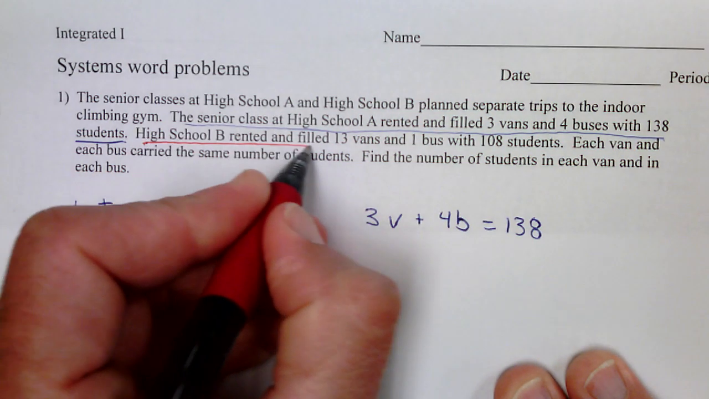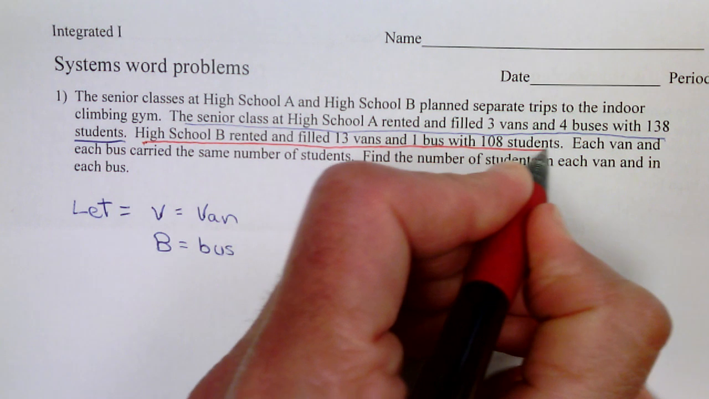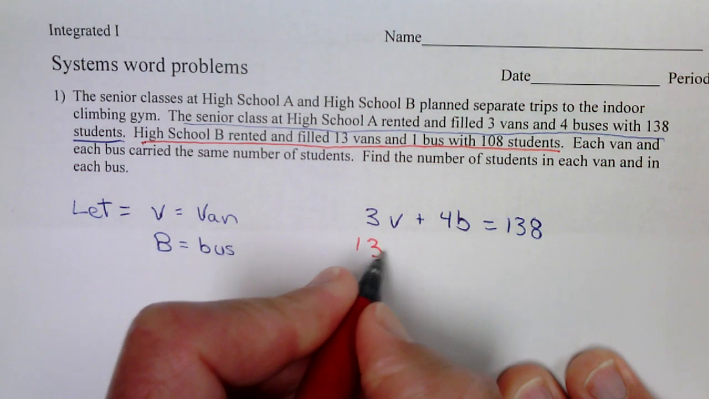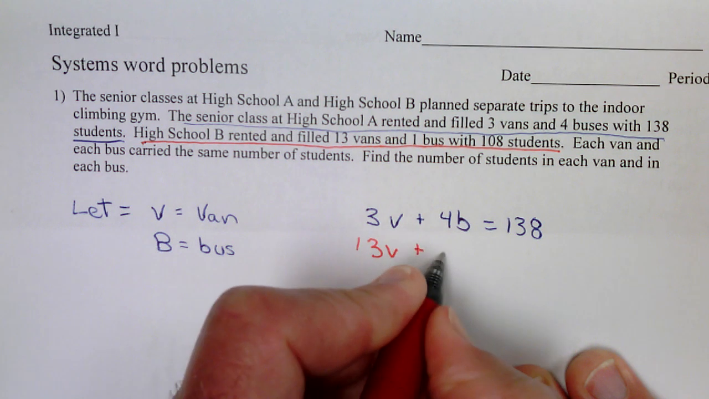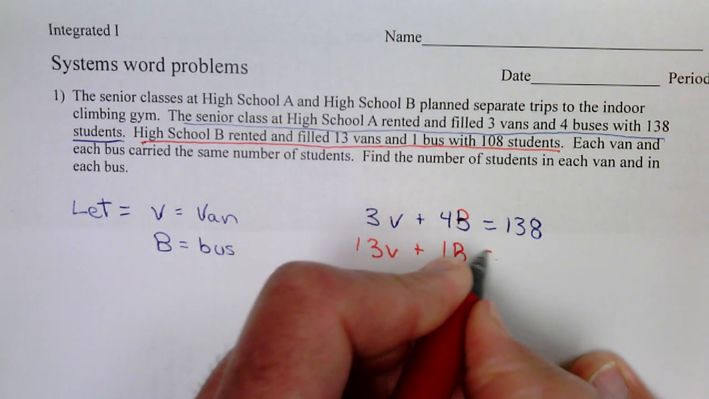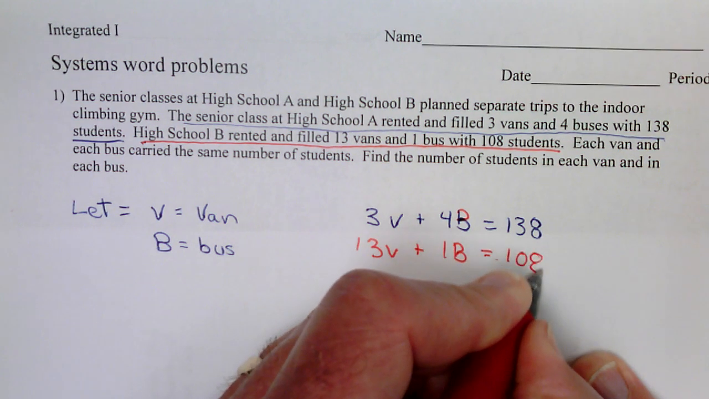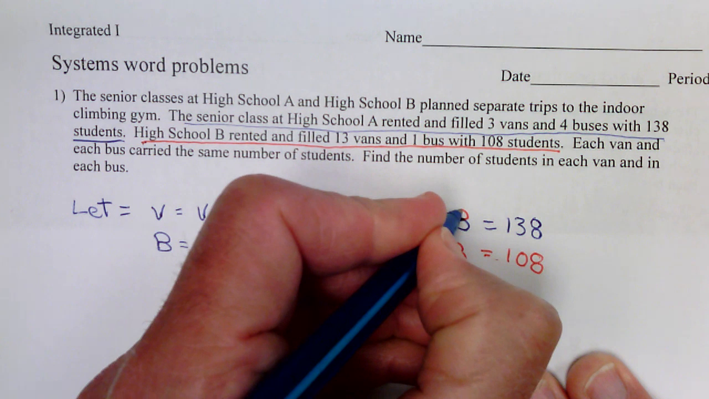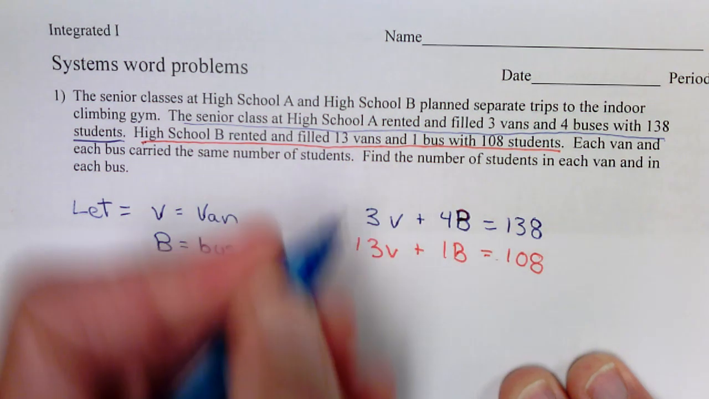Okay? Now, our other equation is going to be here, and it's high school B. High school B rented and filled 13 vans and 1 bus with 108 students. So we have 13V plus 1B, I guess I made those capitals, whoops, equals 108 students. And there's our 2 equations.